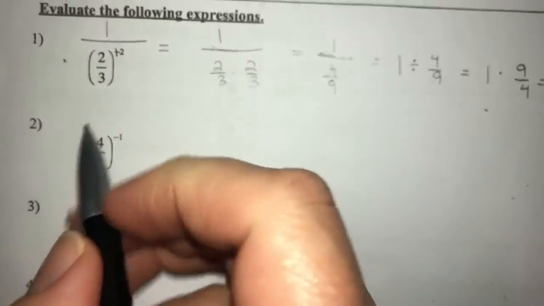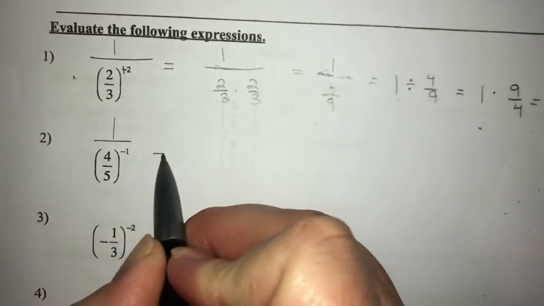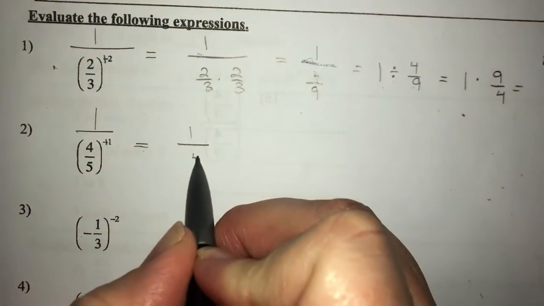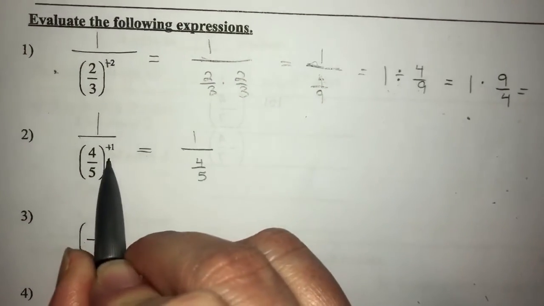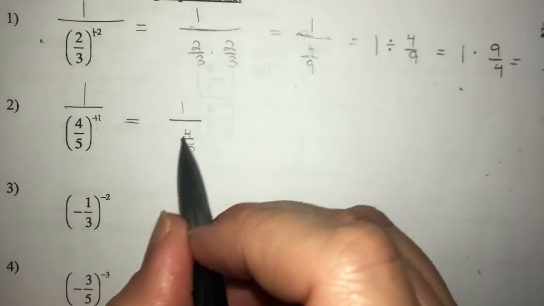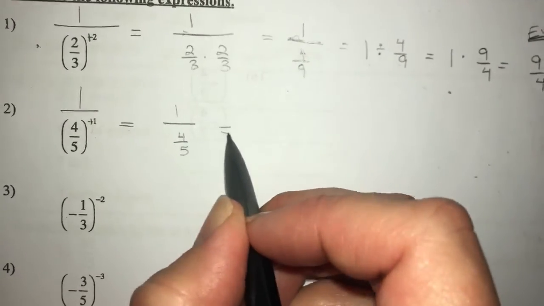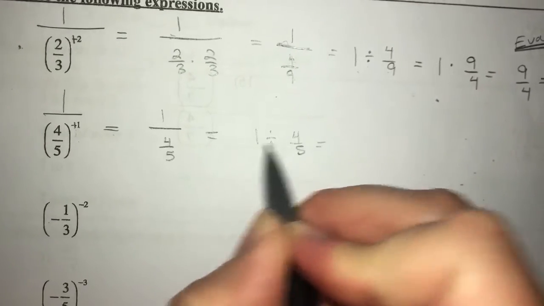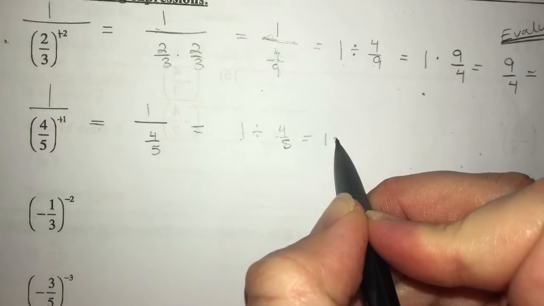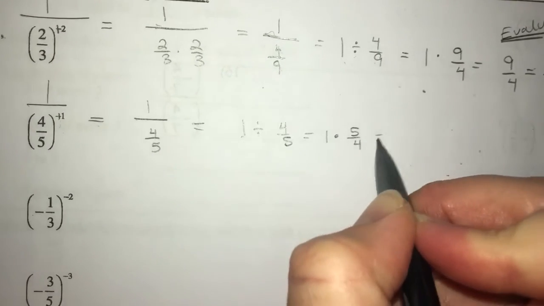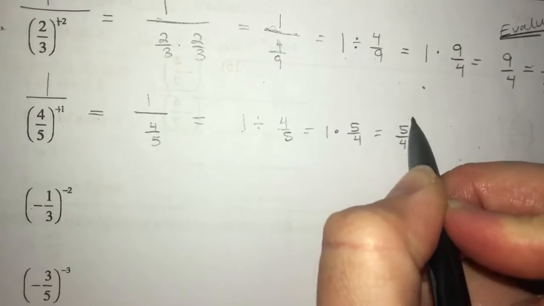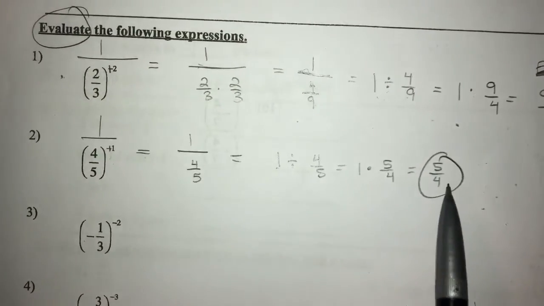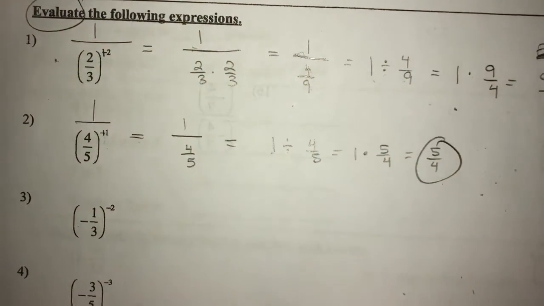We see a negative exponent, we put a 1 on top. Remember, that makes this exponent positive now, so it's 1 over 4/5 to the positive 1, which means I only have that 4/5 one time. 1 divided by 4/5. Remember, keep, change, flip is really 1 times 5 over 4. And so our answer would just be 5 over 4 because this says evaluate. Because it says evaluate, we're going to leave it like this, not in exponential form.